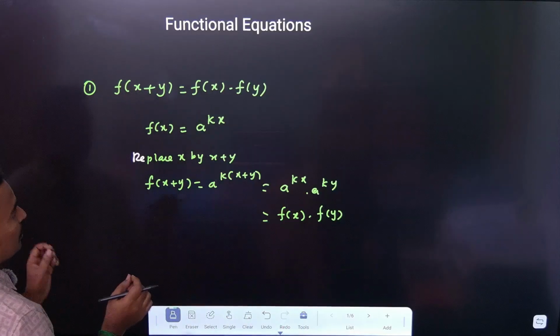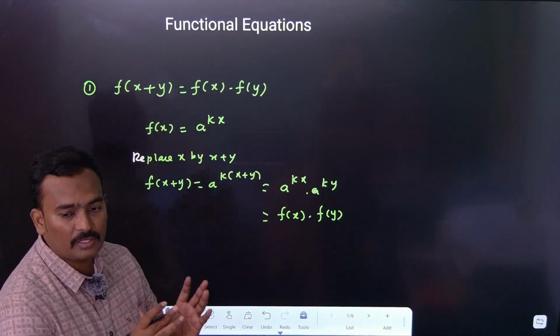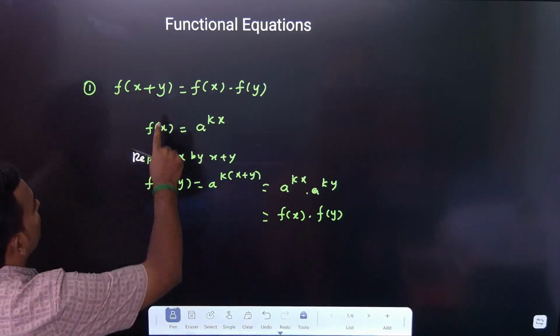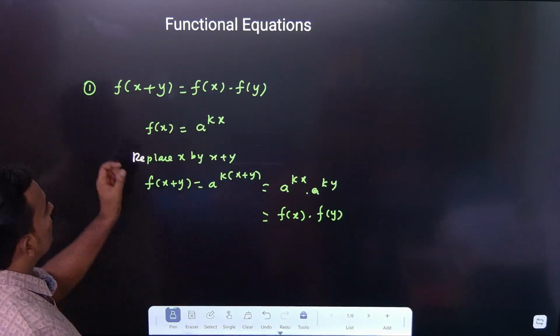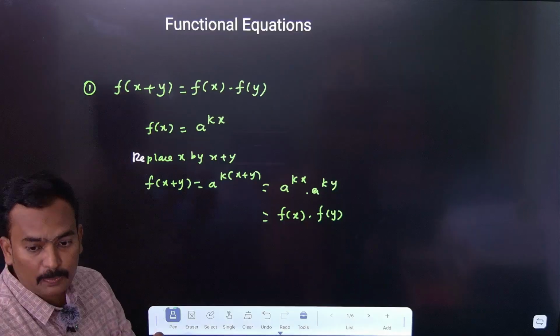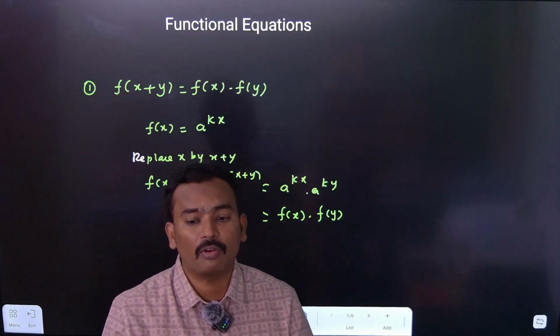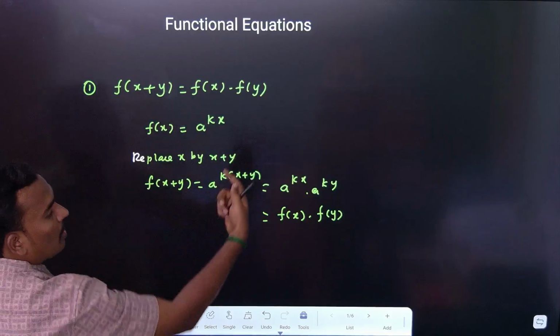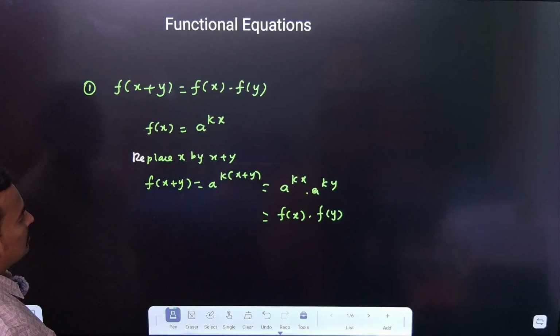So we can use this function here. The exponential function is the suitable function for this condition, right? f of x plus y is equal to f of x into f of y, right? The sum into product. Clear? You can just use the exponential law, right?